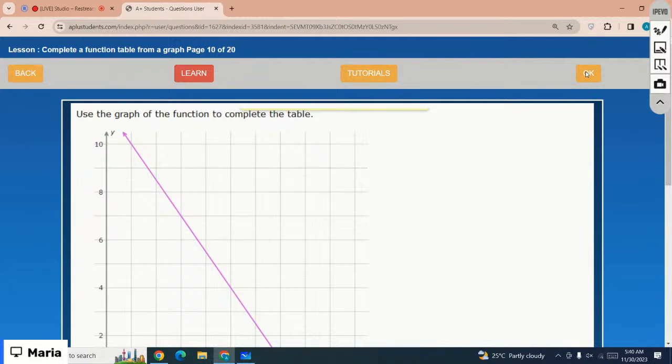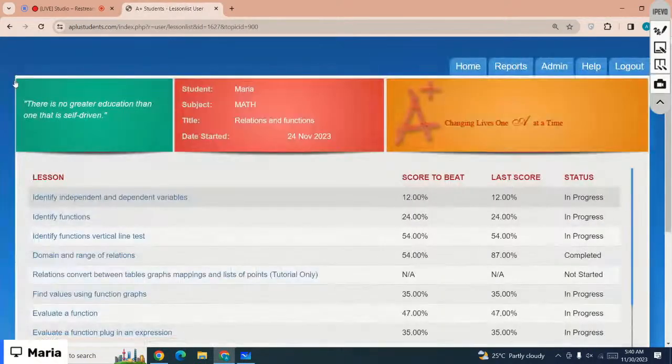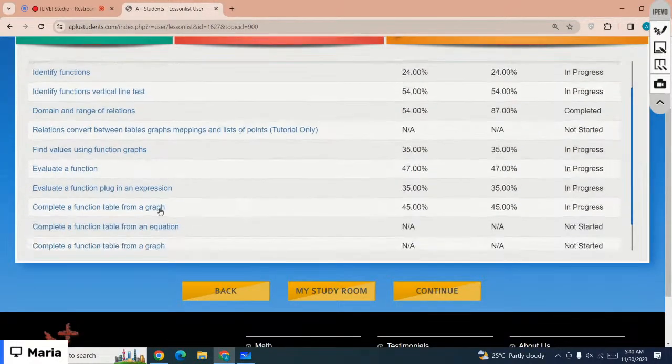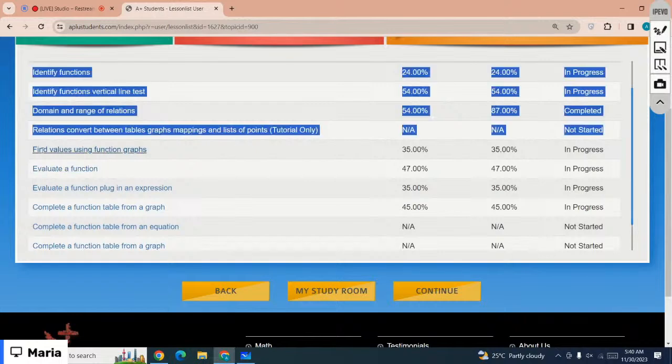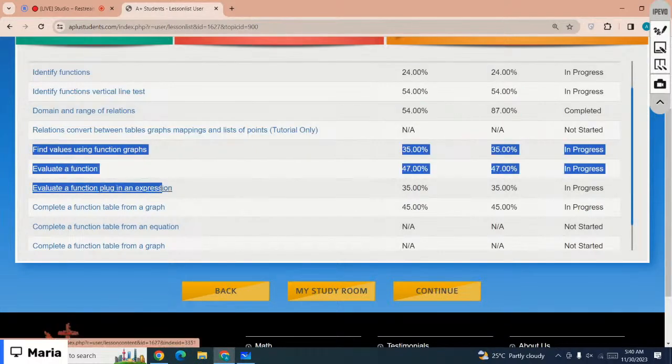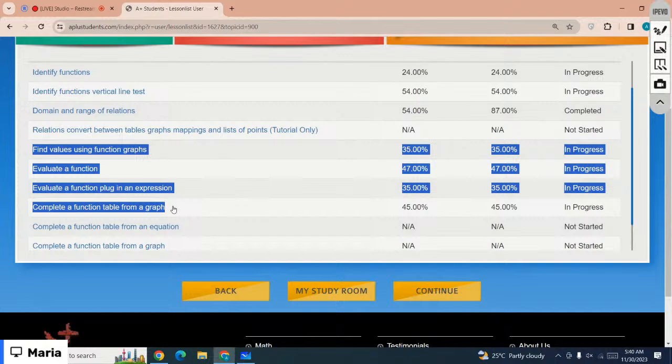Okay, you can complete the lesson by yourself later today. So we were working on grade 9 math. The chapter we were working on is relations and functions. The lessons we have covered today are complete, find values using function graphs, evaluate a function, plug in an expression, and complete a function table from a graph.